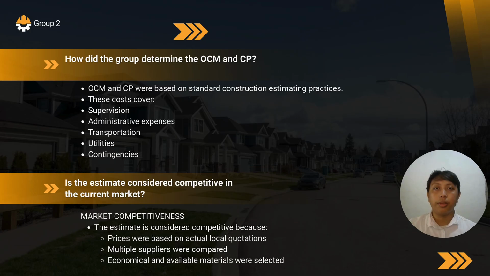When determining the OCM and CP, we relied on standard construction estimating practices. These standard costs account for supervision, administrative expenses, transportation, and contingencies. We consider our final estimate to be highly competitive in the current market because our prices are grounded in actual local quotations, we compared multiple suppliers, and we deliberately selected economical and available materials.